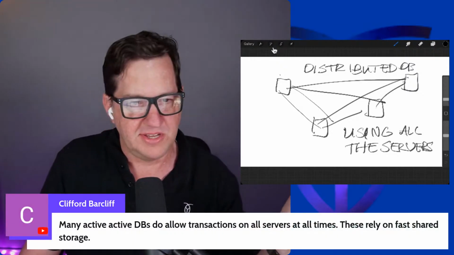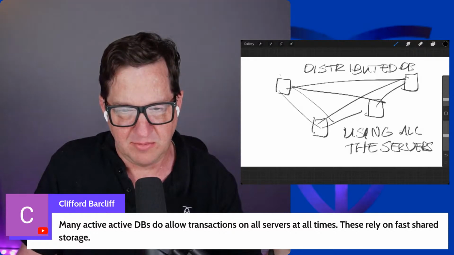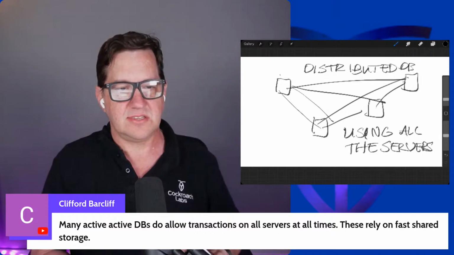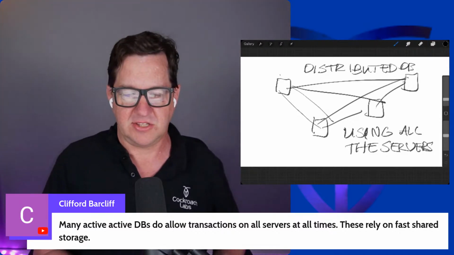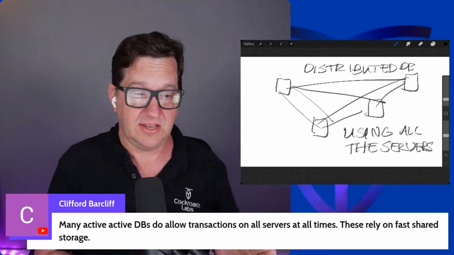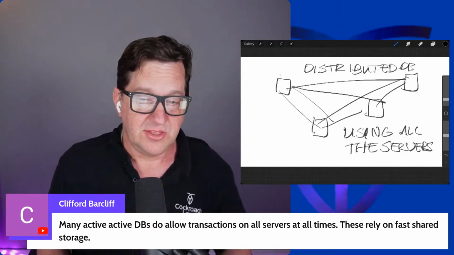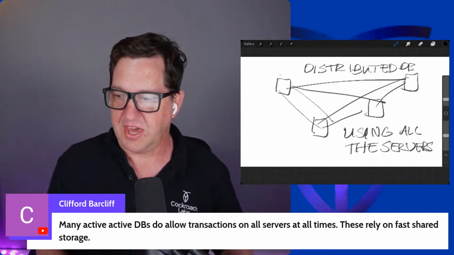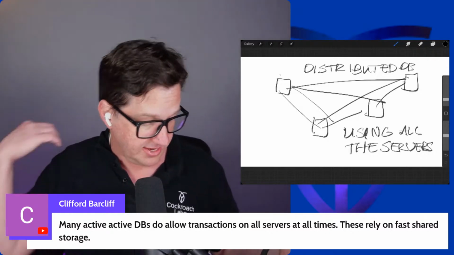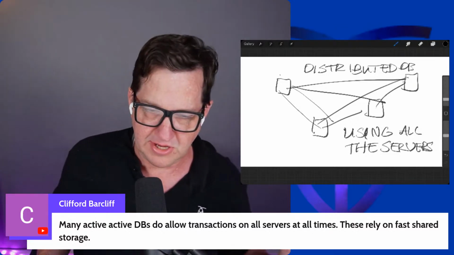Hey, Clifford's got some more comments. I love this. "Many active DBs do allow transactions on all servers at all times. They rely on fast shared storage." I bet. And this is the game we play in engineering. Everything's trade-offs. We've got to check the trade-offs. My curiosity is, I don't know where the evolution of the state of this stuff is right now with active DBs on monolithic systems. So this is the market pressure: okay, they heard the word, nobody wants to run on 50% utilization. So, well, we need to start using them. Why do I need a bigger database when I've already got a spare sitting right there?